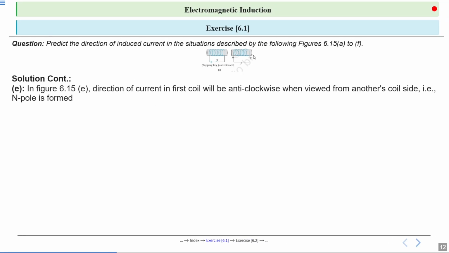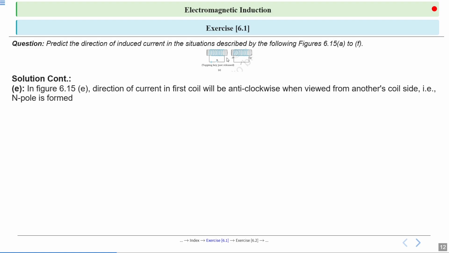Now E part. Tapping key is released. It is similar to the previous question. Okay. Tapping key is released. Current will decrease from maximum to 0. So in figure 6.15E, direction of current in the first coil will be anti-clockwise. So when key is connected, current is flowing through that.